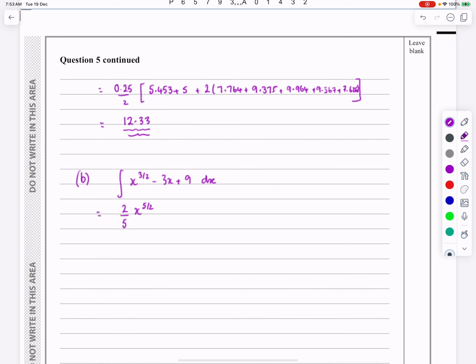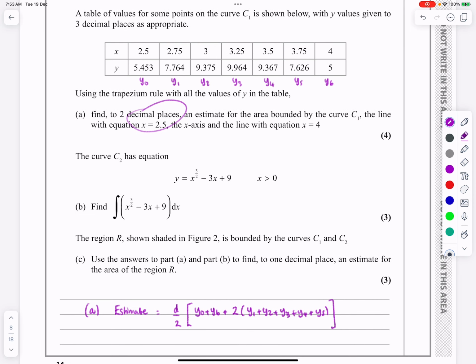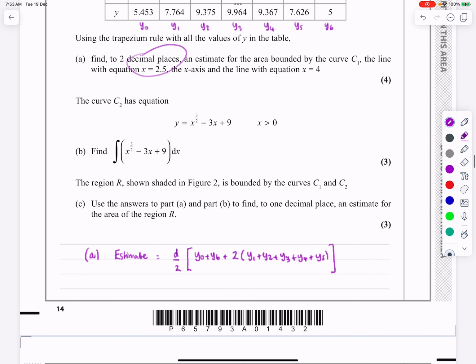Try and help yourself out with a few shortcuts. Adding 1 onto the power makes squared divided by 2. And then obviously when we get to a constant, that just becomes plus 9x here. Please don't forget your plus c. Nothing to simplify there, so let's just go back and check. It said, find the integral. Brilliant, 3 marks for that. That's a nice, easy 3 marks on that part there.